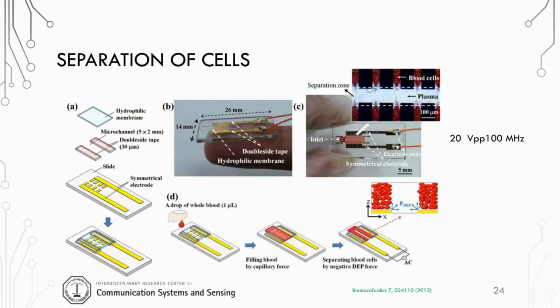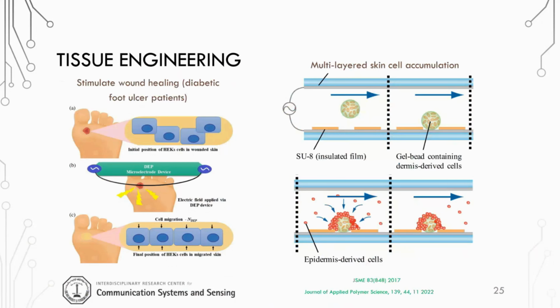Another application is the separation of cells, red cells. If you have blood, you can see the result here: they applied a specific electric field of 20 volt peak to peak at 100 megahertz, so they can separate the red cells and keep the plasma in the middle. This is also another application. Also for tissue engineering, you can use dielectrophoresis to stimulate wound healing, especially for people who suffer from diabetic foot ulcers. You put electrodes near the wound, and then you can apply an electric field. It will stimulate the healing process.